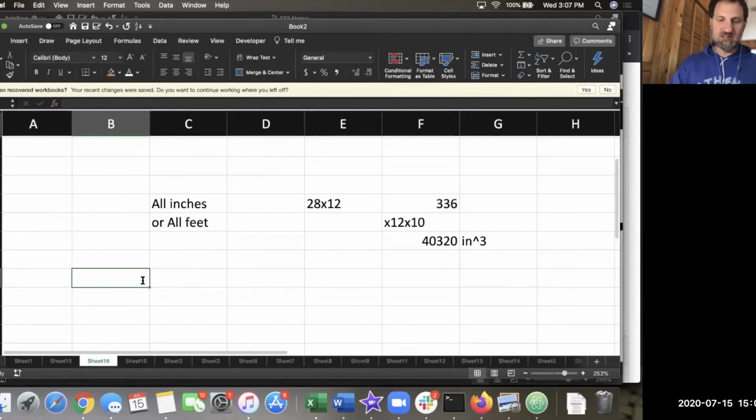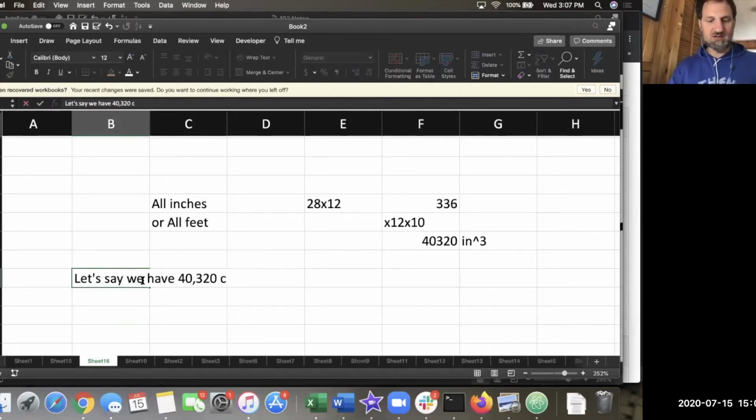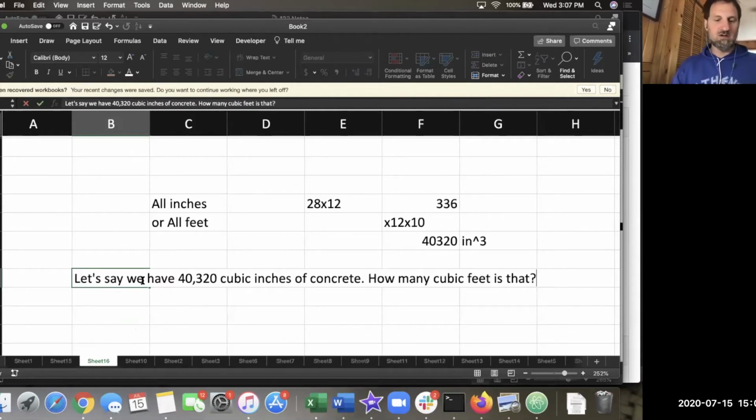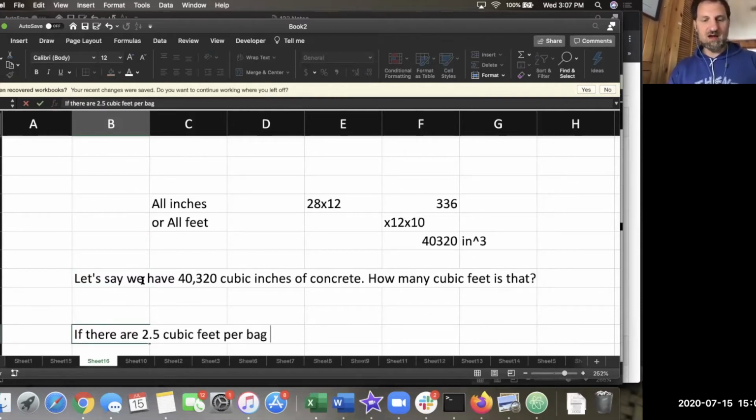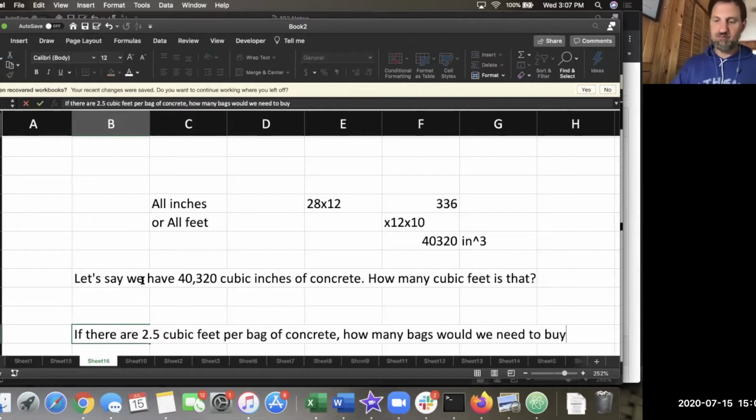Let's say we have 40,320 cubic inches of concrete. How many cubic feet is that? And then the final part of it, if there are 2.5 cubic feet per bag of concrete, how many bags would we need to buy?